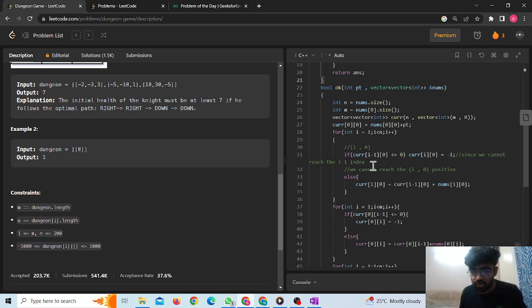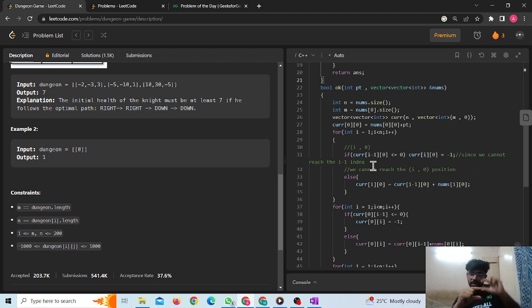Now here comes the concept of dynamic programming. This current vector, the 2D vector, is nothing but a 2D array that is basically doing the work of dynamic programming. I hope it is clear to you. So now let's see the first for loop. The first for loop runs from 1 to n.